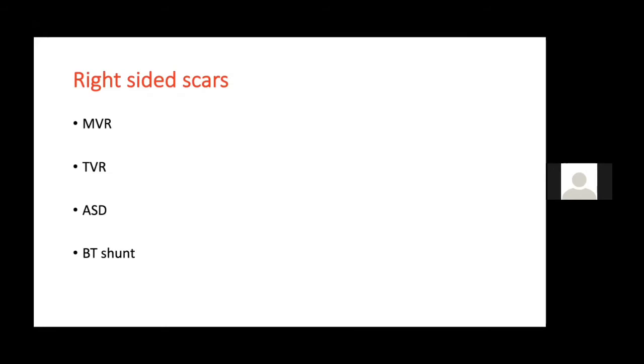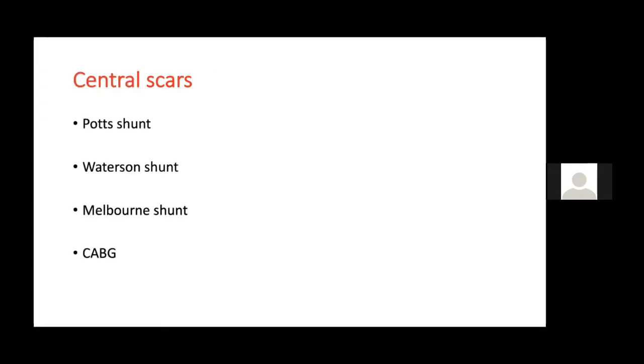Most of the cases which are done now are modified BT shunts. We know the central scars are usually seen in patients who have undergone bypass surgery, and the central shunts, aortopulmonary shunts like the Potts and Waterston shunts and the Melbourne shunts. So these are the various scars you should always see. Apart from the CABG scars, you should also see the scars from where the veins are taken, like in the leg, saphenous vein grafts are taken from both the legs, or the radial artery, usually taken from the left radial artery. So those scars can be seen showing the underlying CABG.